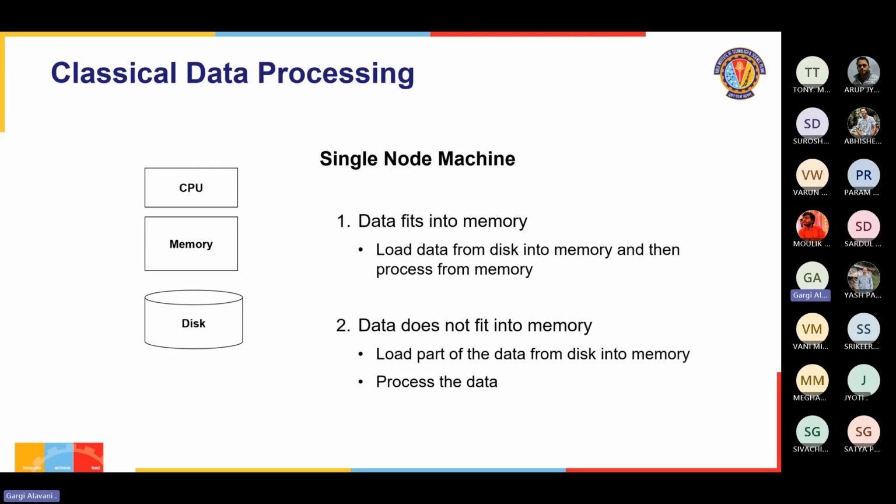The motivation is, in classical data processing, you have a CPU, memory, and disk. In case the data fits into the memory, what do we do? We load data from disk to memory and then process from memory. If it does not fit into the memory, we take data part by part into the memory, process it, and move it back to the disk, right?